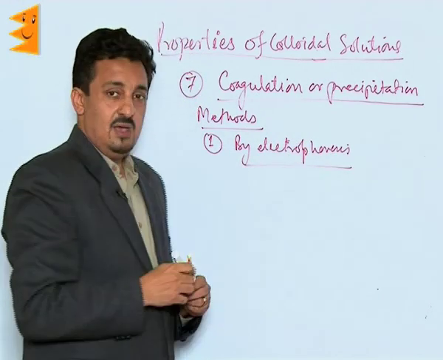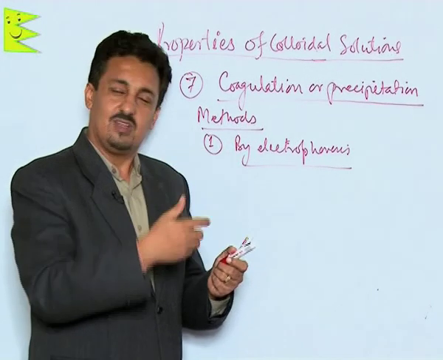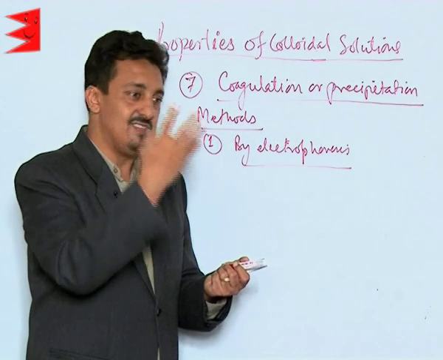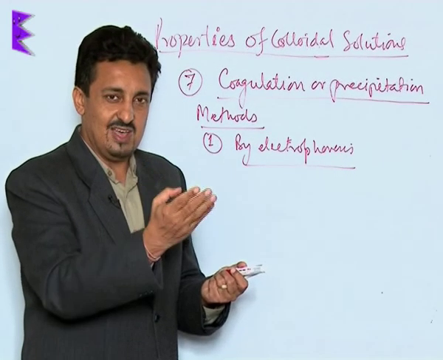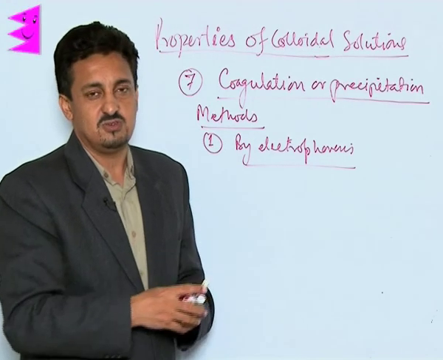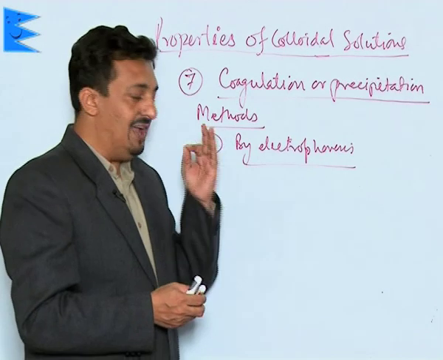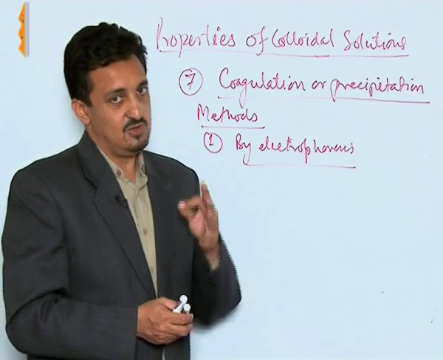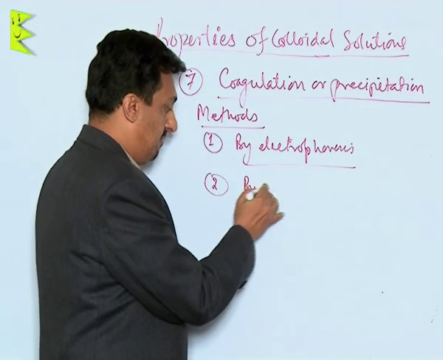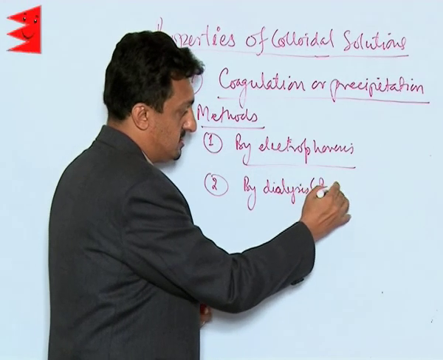electrophoresis. Now we know electrophoresis is the movement of the colloidal particles to any one of the electrodes under the influence of the electric field. What happens to the colloidal particles when they reach the electrodes? Their charge gets neutralized, and once their charges get neutralized, they aggregate together to form suspension range particles. They form precipitates. So the end result of electrophoresis is coagulation. Second method, by dialysis of course, persistent.